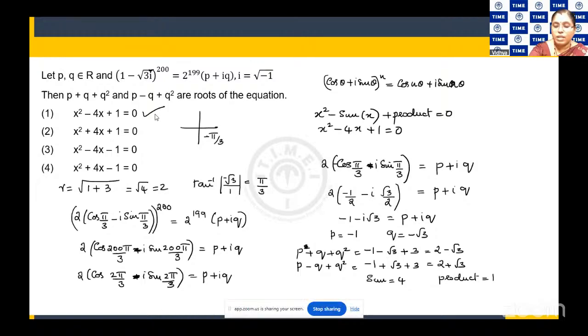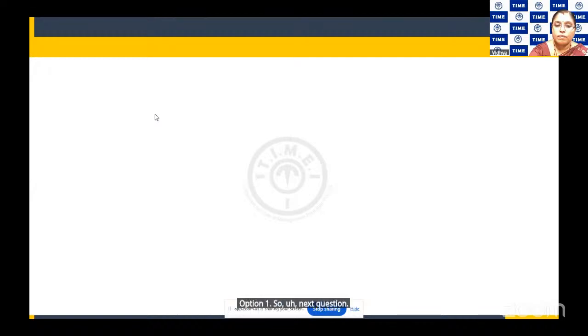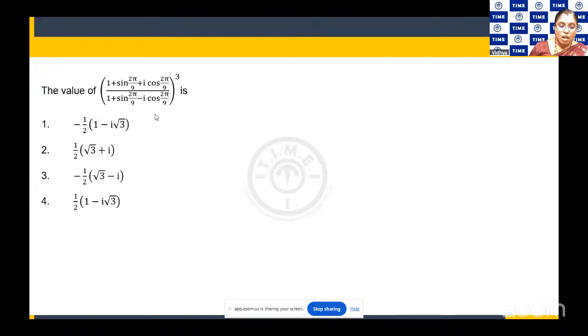So our next question. Now, our next question is the value of 1 plus sine 2 pi by 9 plus i cos 2 pi by 9 by 1 plus sine 2 pi by 9 minus i cos 2 pi by 9, the whole raised to 3. So this is what we have to find out. Now, let me take the complex number z equal to sine 2 pi by 9 plus i cos 2 pi by 9 as z.